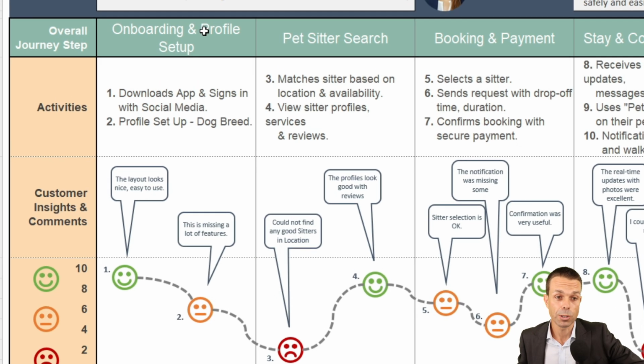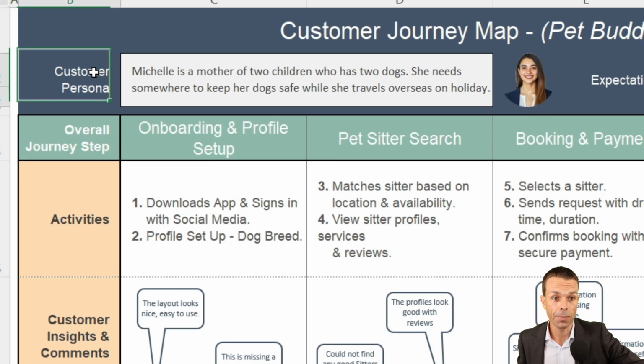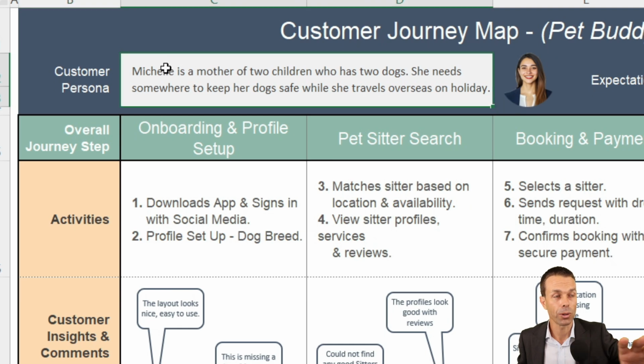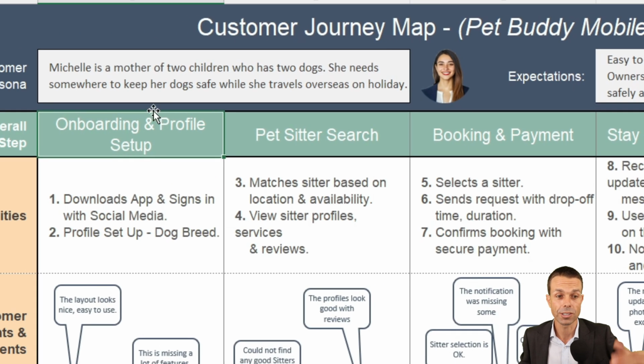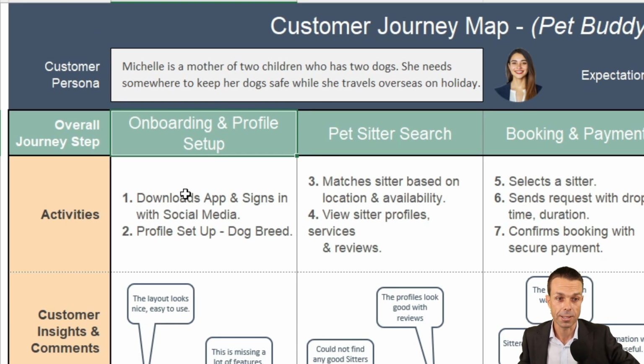There are two other things in a customer journey map. One is our customer persona. We've got our ideal customer, or the general type of customer that we have. This is an example and a description of that customer. Michelle is a mother of two who has 2 dogs. She needs somewhere to keep her dogs safe while she travels overseas on holiday. And here's an example of what Michelle might look like as our typical customer. What are her expectations? She wants it to be easy to find and match pet owners to pet sitters quickly, safely and easily. And here are the overall steps. So when we're onboarding, these are the steps that we're going through.